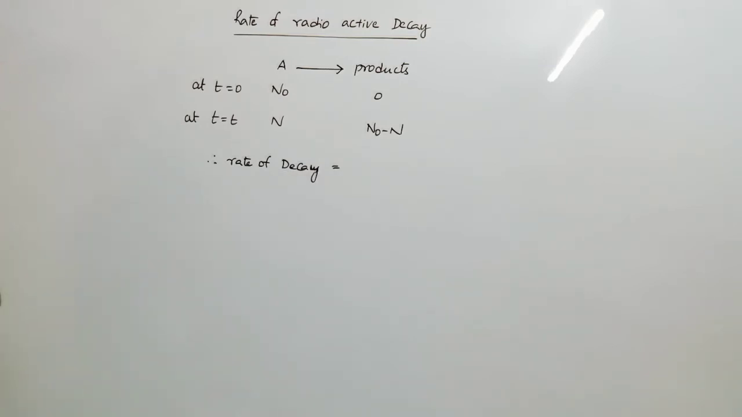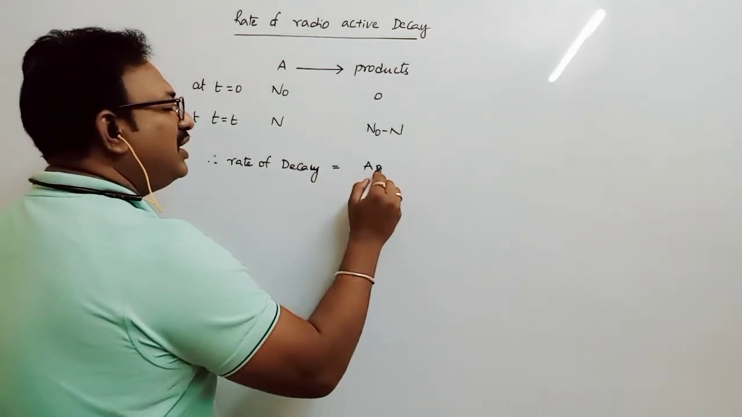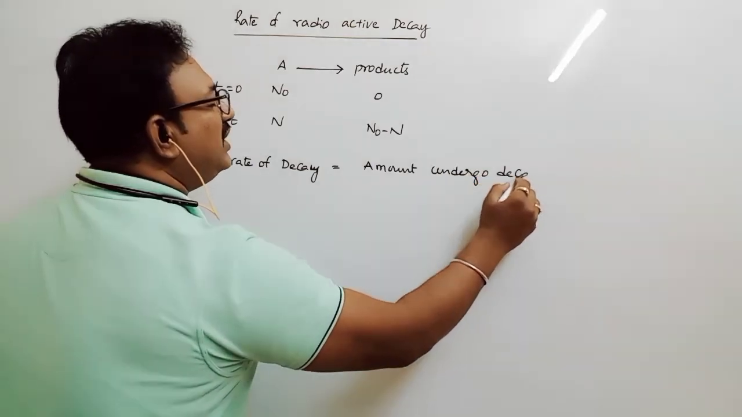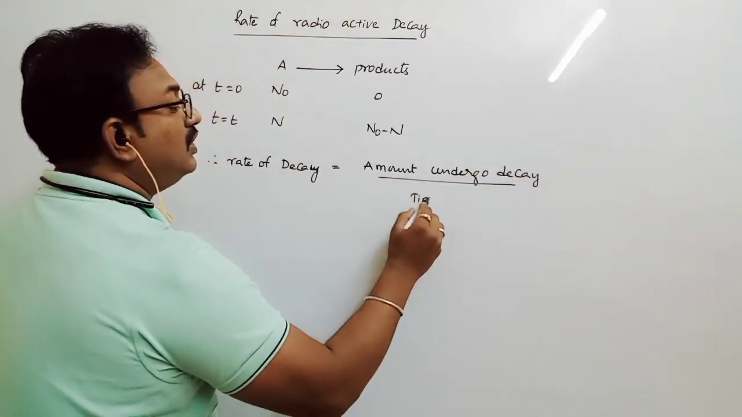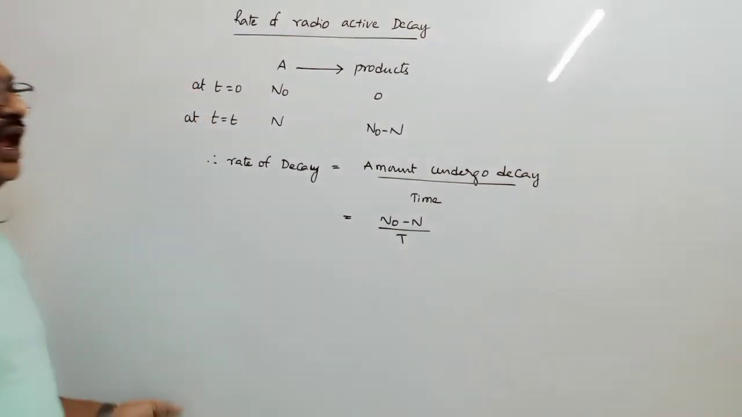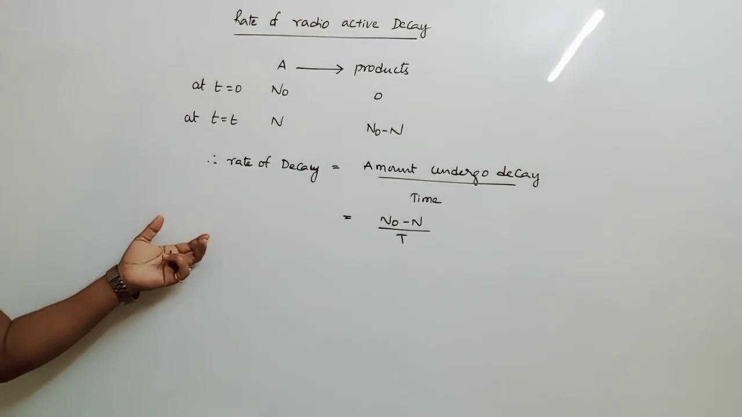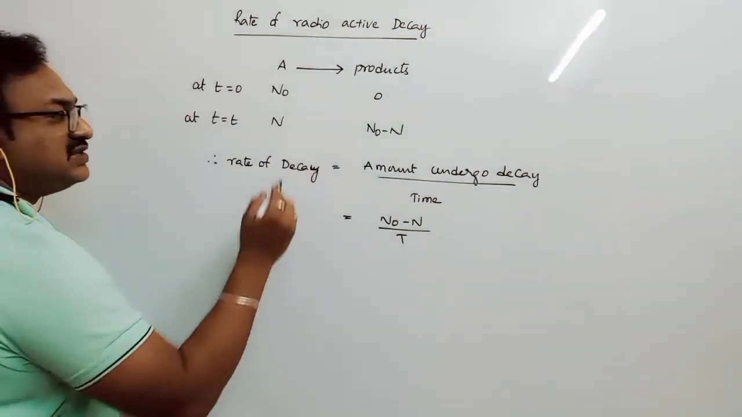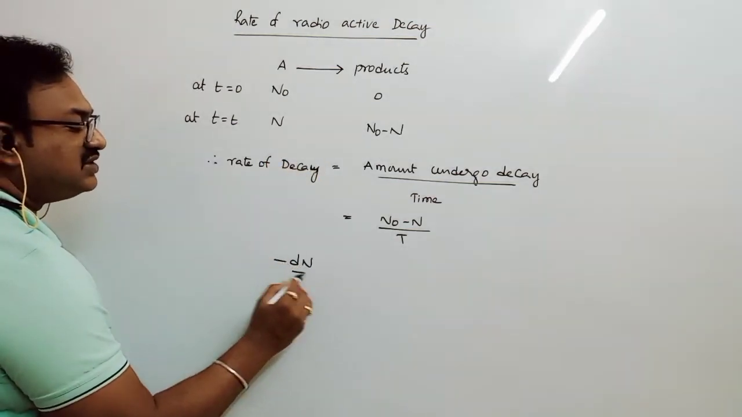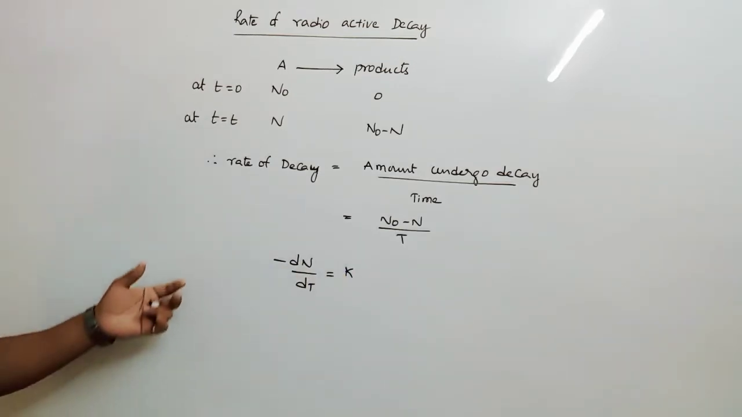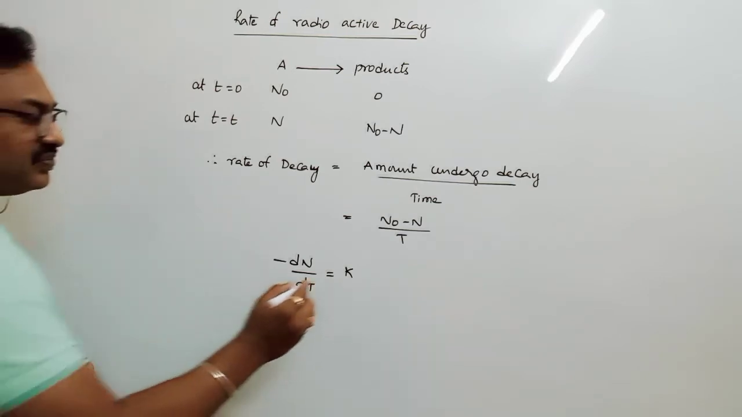Now, therefore, the rate of decay or rate of disintegration is equal to the amount disintegrated by time. The amount that undergoes decay by time. Okay, so what you are getting is N0 minus N by t. Amount undergoing decay divided by time. Okay, right. Now, as per first order kinetics, minus dN by dt is equal to k into the concentration at that instant of time, N.